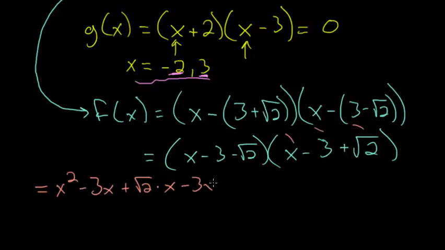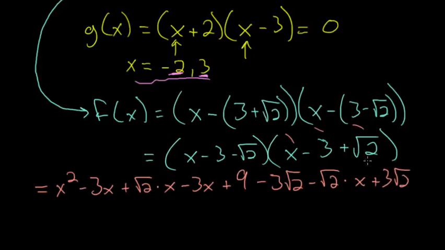So we have minus 3x plus 9 minus 3 root 2. And we'll do the same thing for this minus root 2, multiplying it into all three of these. So we have minus root 2 times x plus 3 root 2, and minus root 2 times root 2 would be minus 2. And now we can combine like terms and simplify things that cancel out.